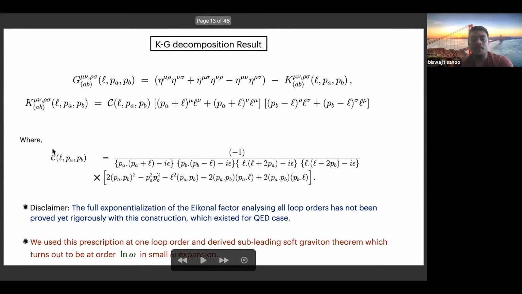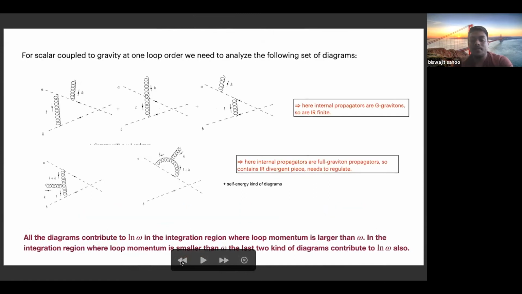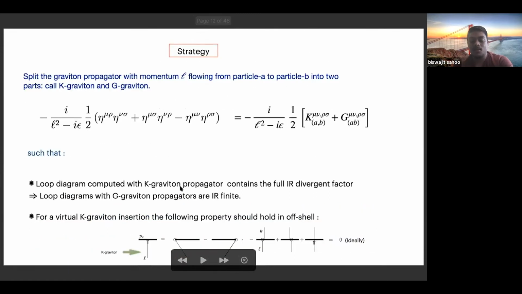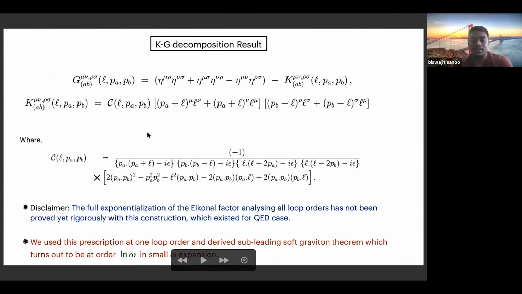The other thing is that we choose this C in such a way that it contains the full IR divergent piece, and we also demand that if we compute a one-loop diagram with a G graviton, it vanishes. We can completely fix all the terms in that way, and we can show that at least at one-loop order we can write the amplitude in terms of an IR divergent factor, which can also contain some IR finite piece, times a completely IR finite amplitude.